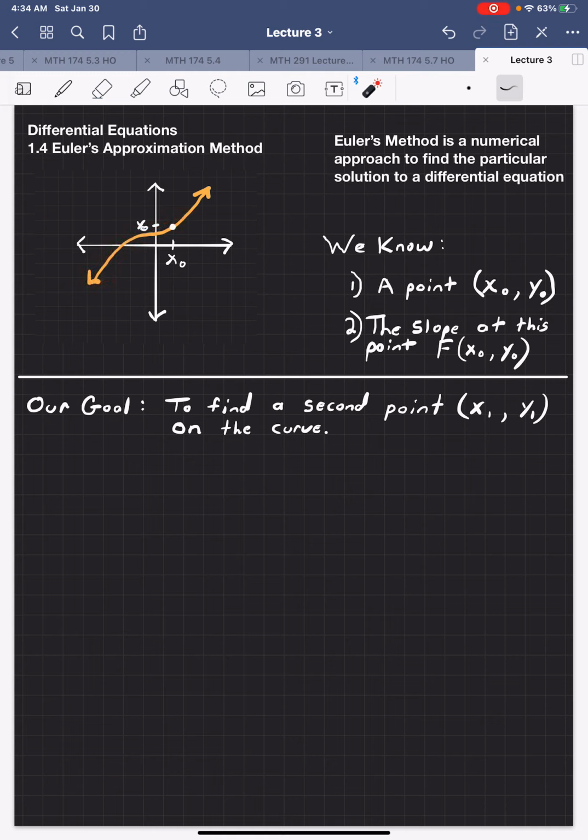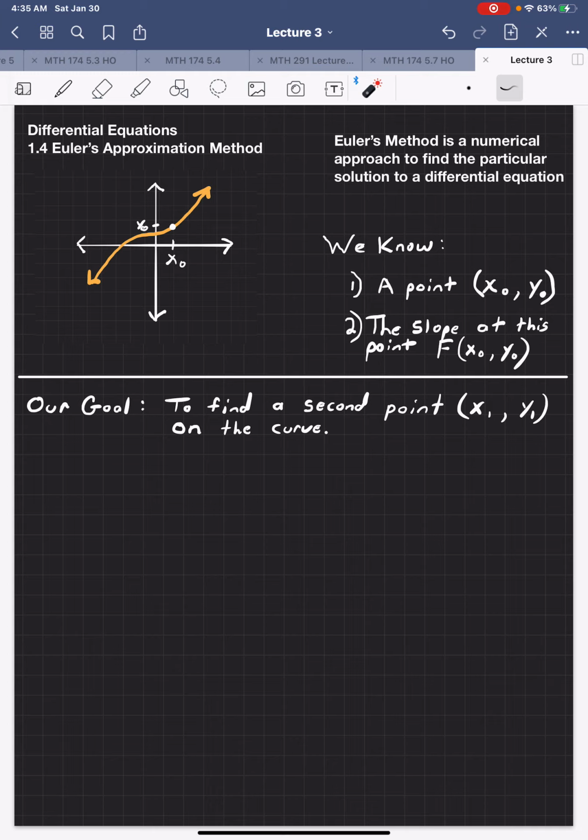So let's put our math caps on. Let's go back in time a little bit. Let's pretend that we are Euler for a second, and the goal, right? The goal is to find the equation of this orange curve. That would be the true particular solution to a differential equation. Now, we don't have that. If we had that, there would be no need for this approximation method because we already have the solution.